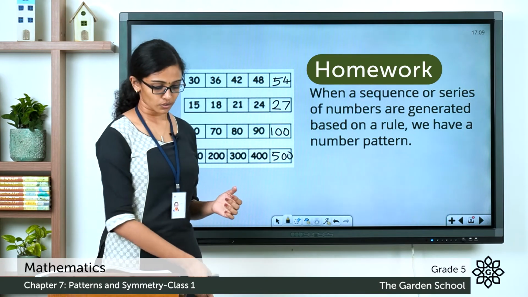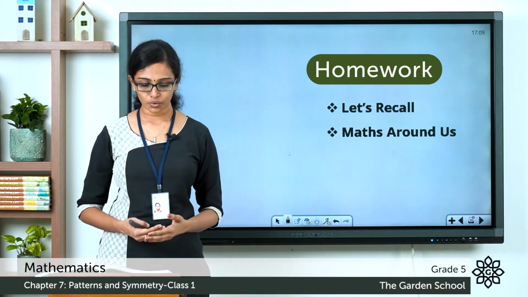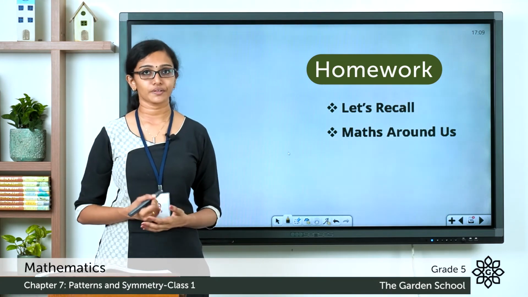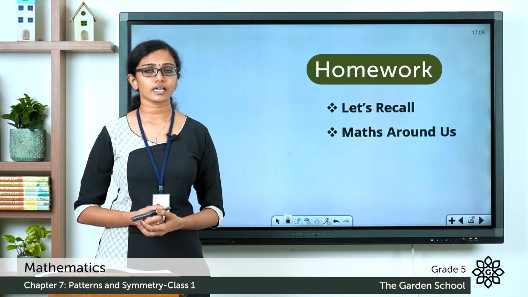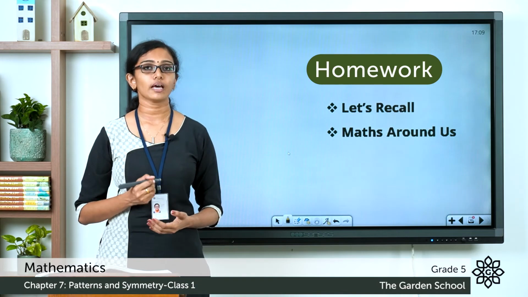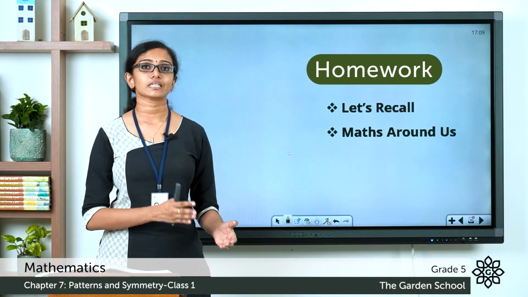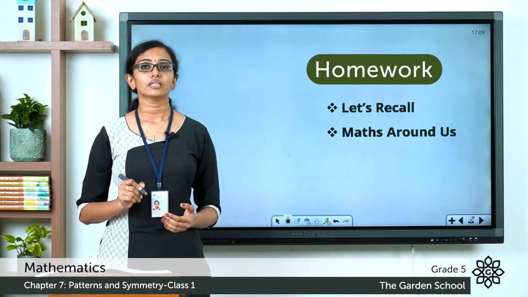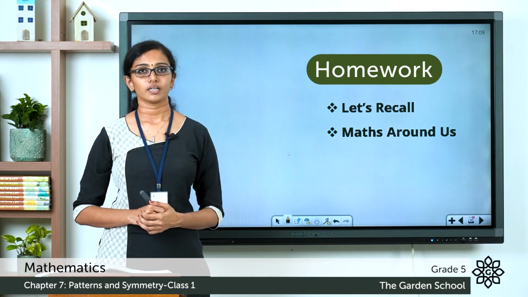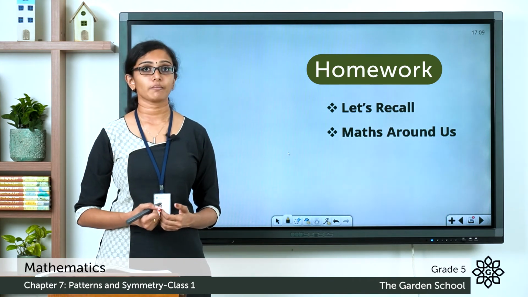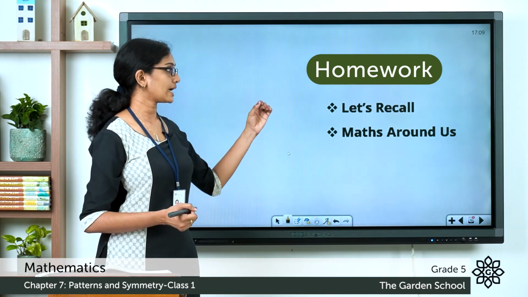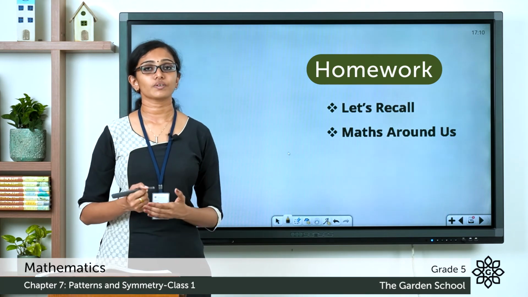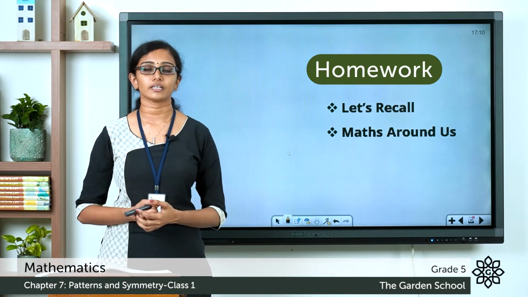So children, today as homework, you have to go through the Let's Recall page in your textbook, which is on page number 114. There, a few very simple exercises are given regarding symmetry and patterns. Go through them and work out these questions in your notebook. And on the next page, page number 115, you can see the heading Math Around Us. Please go through that. It is an interesting conversation between a son and his father.